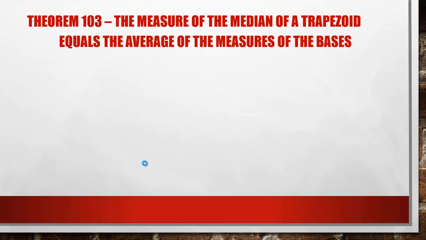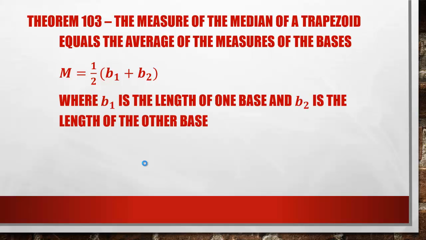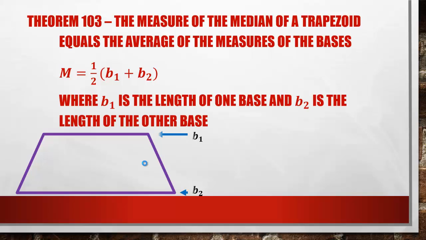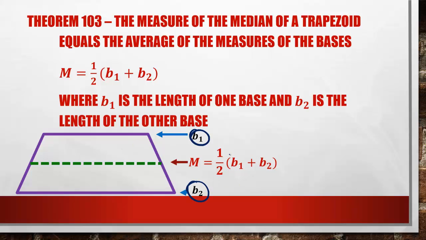Theorem 103 states that the measure of the median of a trapezoid equals the average of the measures of the bases. In other words, the median is 1/2 the sum of base 1 plus base 2, where B1 is the length of one base and B2 is the length of the other base. Simple enough. So that's how you find the median if you're asked to find it. Okay, so here's your trapezoid. There's your two bases. There's your median, which is found by taking this base here and this base here, adding them together, dividing by 2.